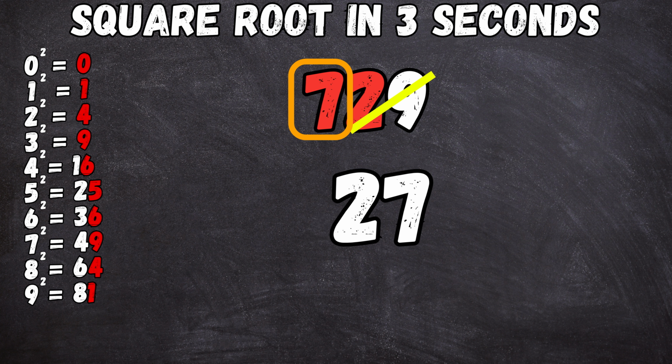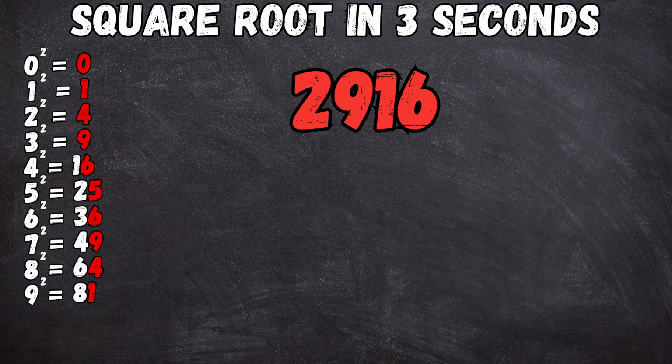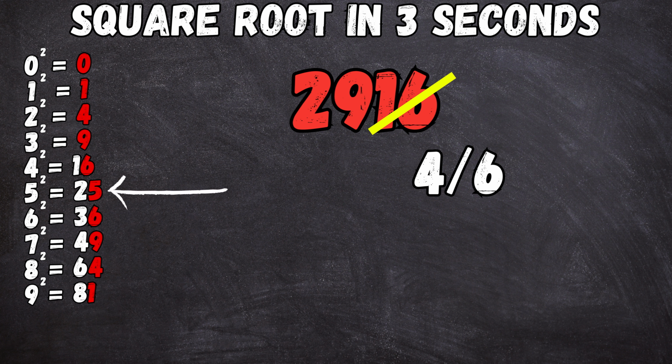Let's try another one. Square root of 2,916. Step 1. The last digit is 6. Now check which digits, when squared, end in 6. That would be 4 and 6. So the square root ends in either 4 or 6. Step 2. Remove the last 2 digits. Now we have 29. The largest perfect square less than or equal to 29 is 25, 5 squared. So the first digit is 5. So we have two possible answers, 54 or 56.